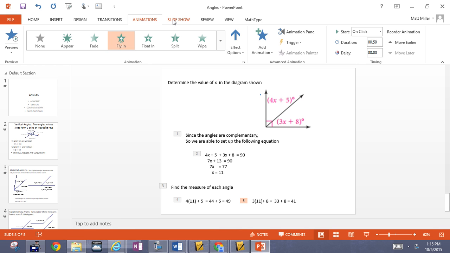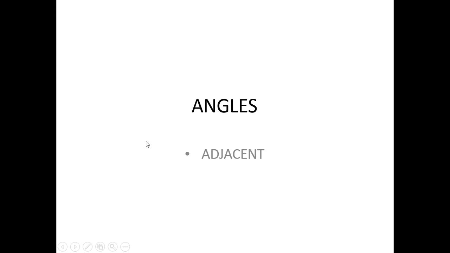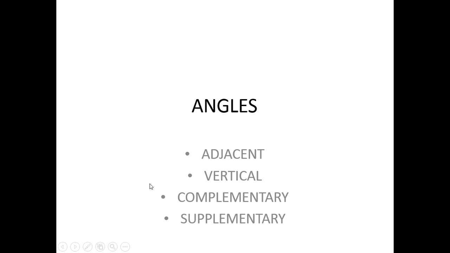Here we go. We're going to start our discussion of these various types of angles that you're going to see, including what we call adjacent angles, vertical angles, complementary angles, and supplementary angles. So we're building on some vocabulary with different types of angles.